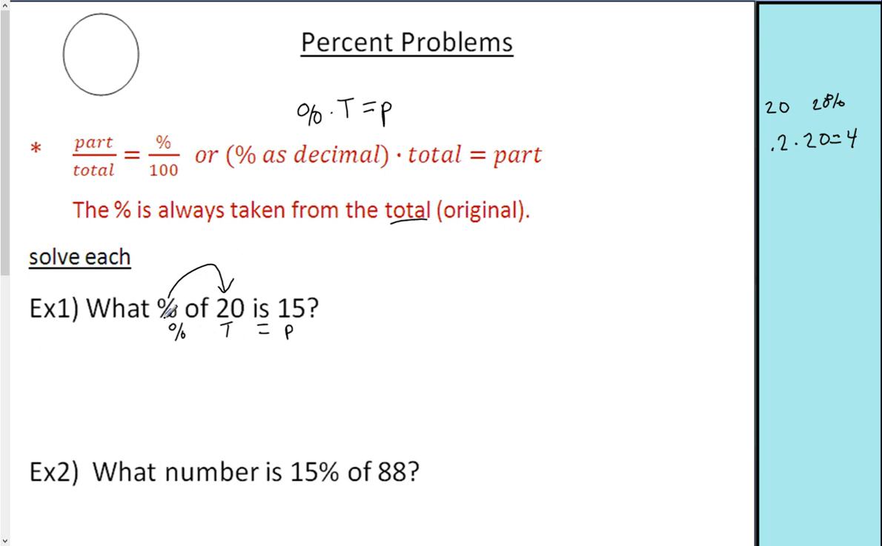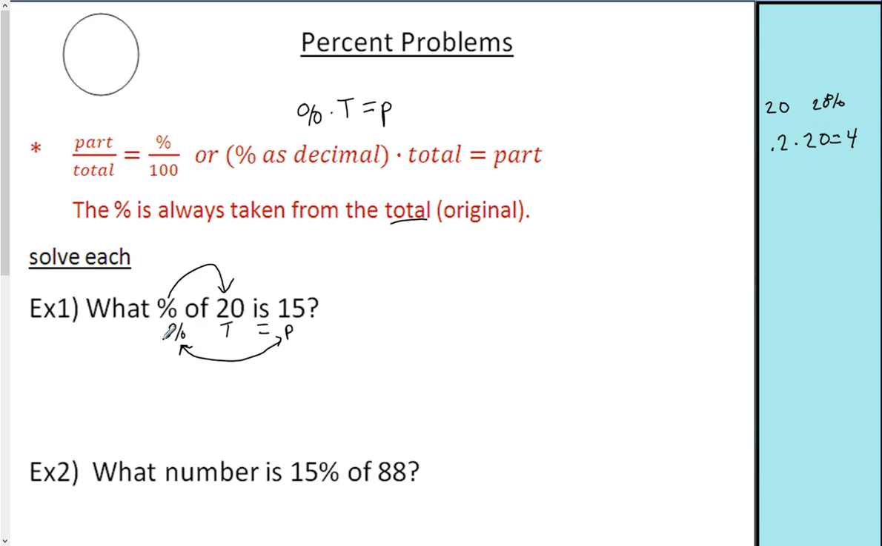Now, the percent's always taken from the total. And the other interesting thing is these two things must be talking about the same thing. Let me explain that to you. This is what percent off, and this is how much off, how much money off, if we were thinking money. What percent off of 20 is 15? This is the percentage off, and this is how much money off. So these two have to be linked. The percent is taken from the total, and these two must be talking about the same thing.